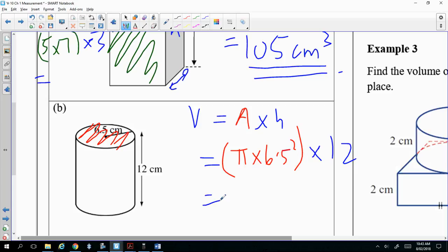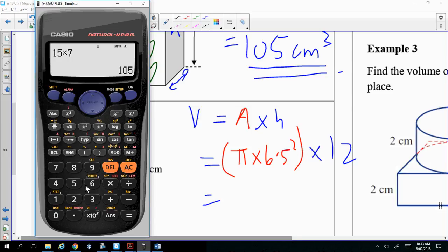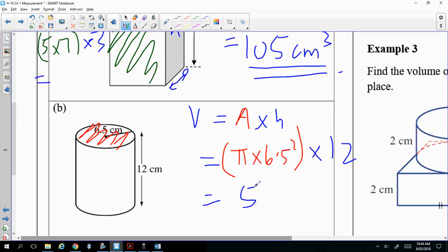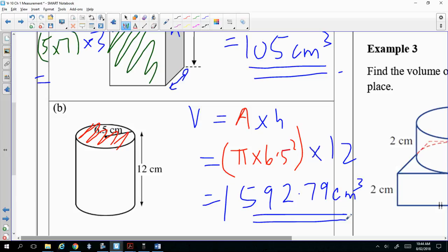So we're going to use the calculator to help us. So shift pi, 6.5 squared, times by 12. Okay, this is the volume, 1,592.79 cubic centimeters. Done.